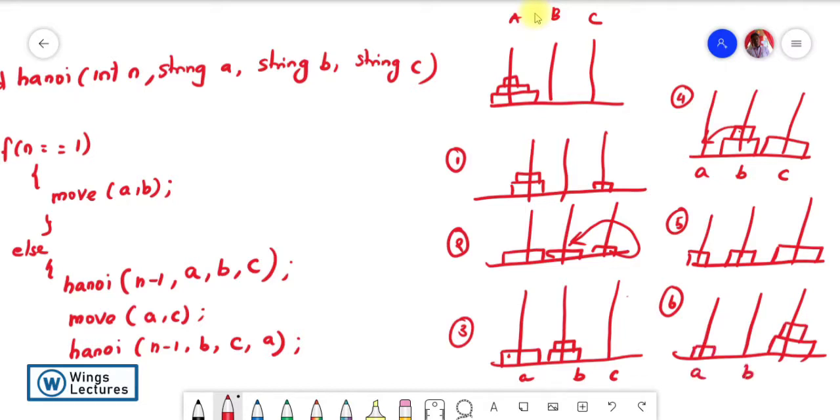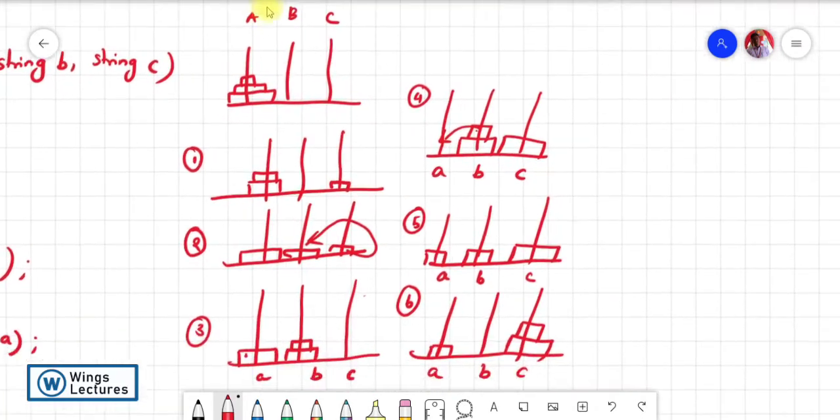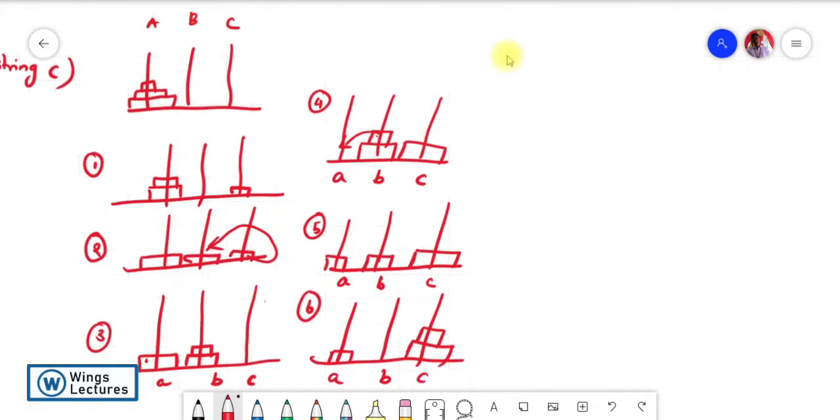Now A, B, C. Let's take the seventh step now.